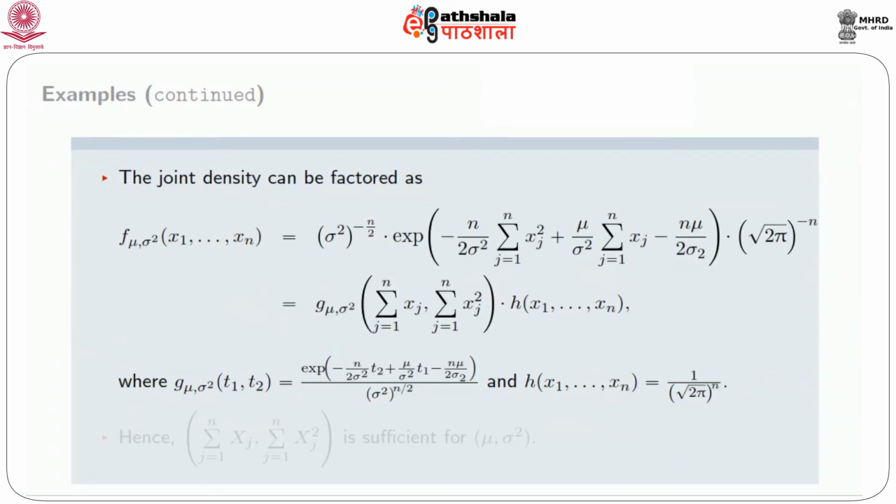Now the joint density can be factorized as f(x1, x2, ..., xn) equals (sigma square) to the power minus n by 2 into e to the power minus [1 by 2 sigma square into summation j from 1 to n xj square plus mu by sigma square into summation j from 1 to n xj minus n mu square by 2 sigma square], into (root 2 pi) whole to the power minus n.